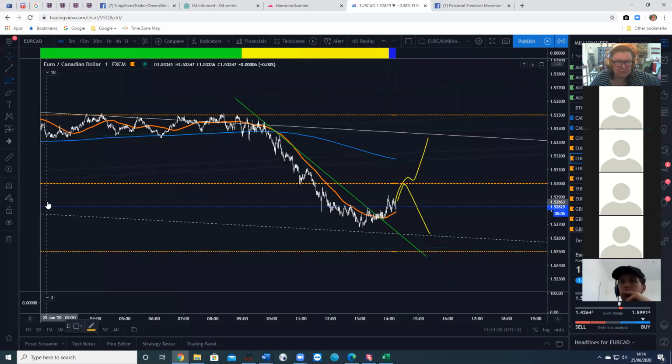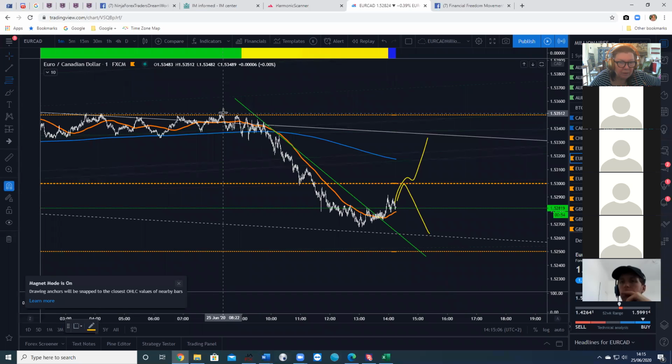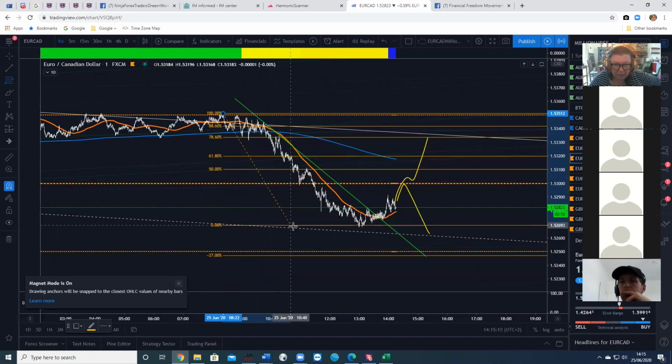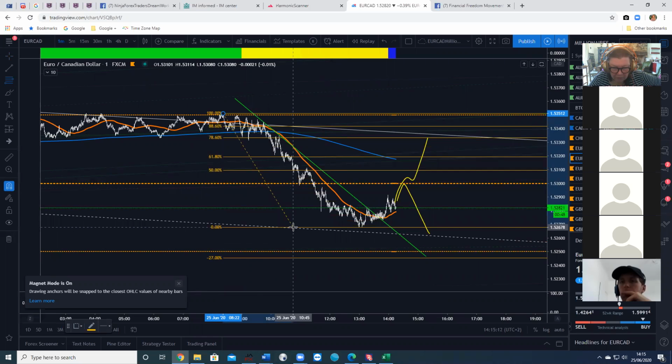So fib retracement: if I put a fib at that height, that's the highest point there. If I put a fib, and I will put the magnet on for that, if I put a fib there down to the low point, there's the 0, which is going to be there.